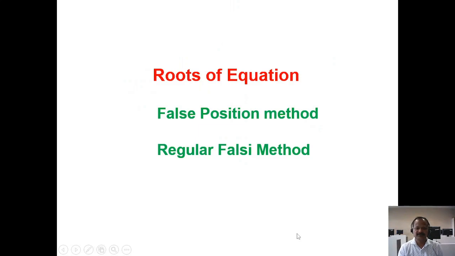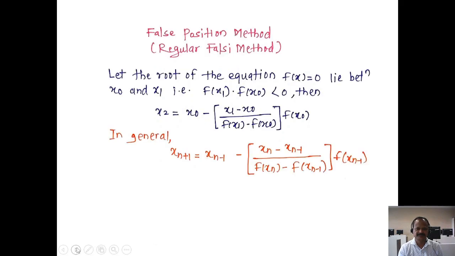Roots of equation, false position method. This is also called the regula falsi method. In the regula falsi method, let the root of the equation f(x) = 0 lie between x0 and x1, that is f(x1) times f(x0) is less than 0. Then x2 is equal to x0 minus (x1 minus x0) divided by (f(x1) minus f(x0)), bracket complete, into f(x0).